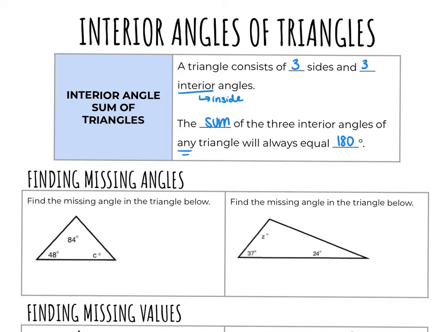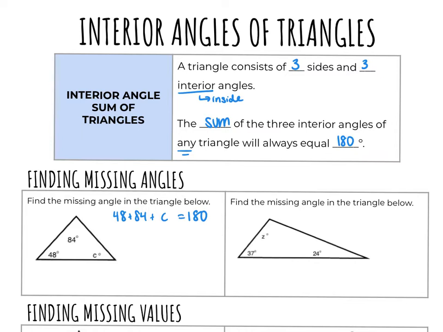It says find the missing angle in the triangle below. I have two of them. One's 48 degrees and one's 84 degrees. I'm looking for what that third one has to be. So I know that together, all three of these have to equal 180 degrees. So I'll show you two different ways to approach this.